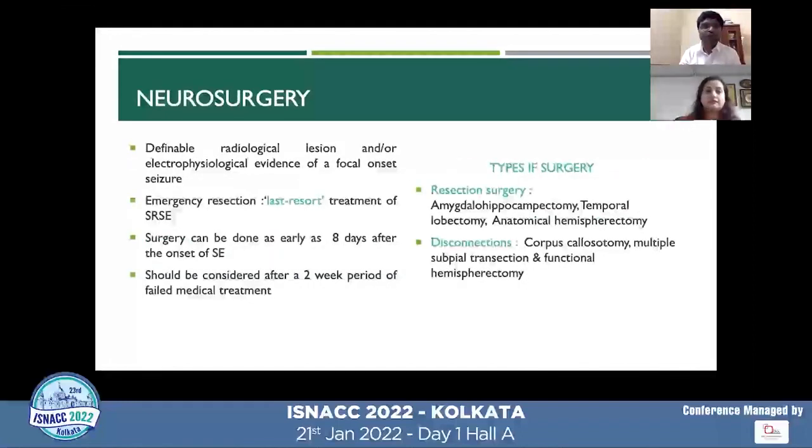What are the other modalities? Neurosurgery. When there is definite radiological or electrophysiological evidence of focal onset of seizure, the last resort treatment in super-refractory status epilepticus is definitely neurosurgery. There have been studies with use as early as 8 days following onset of status epilepticus, but most of them usually wait 2 weeks for failed medical therapy. Resection surgeries and disconnection surgeries are available to treat it.